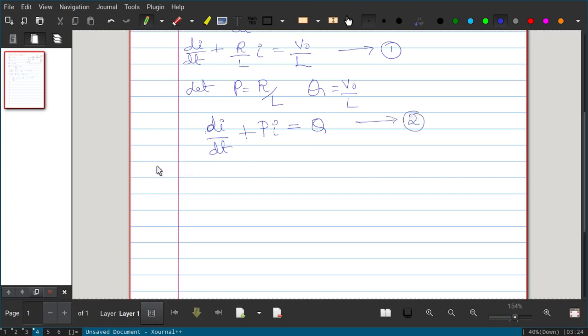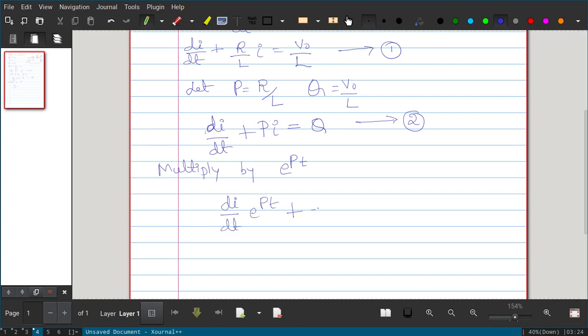Now you multiply both sides by e power pt. So this will be di by dt into e power pt plus p i into e power pt equals q into e power pt. We will call this equation 3.